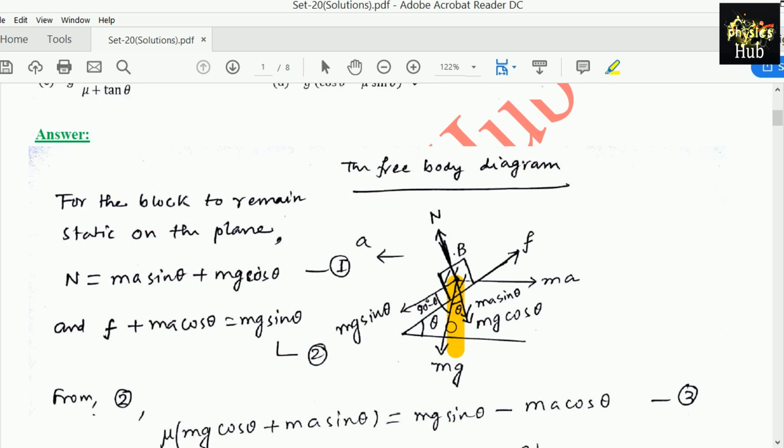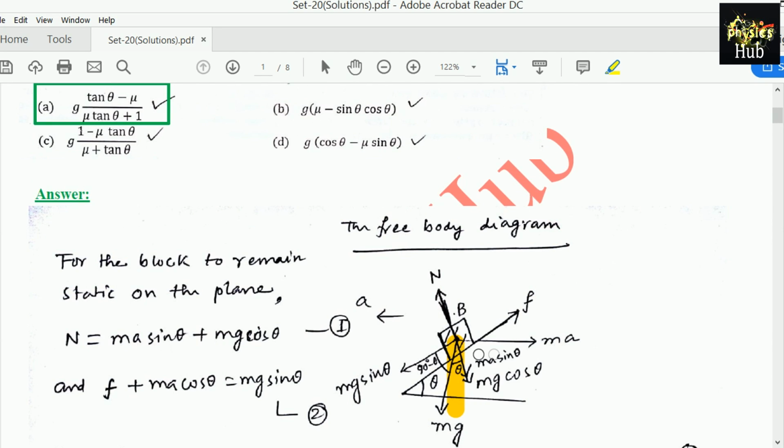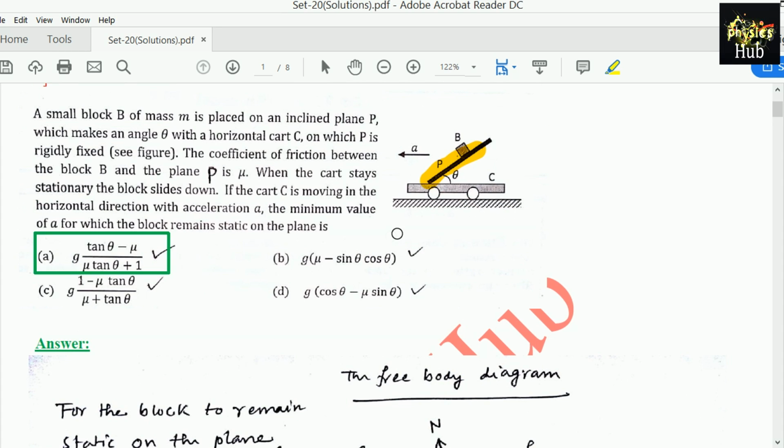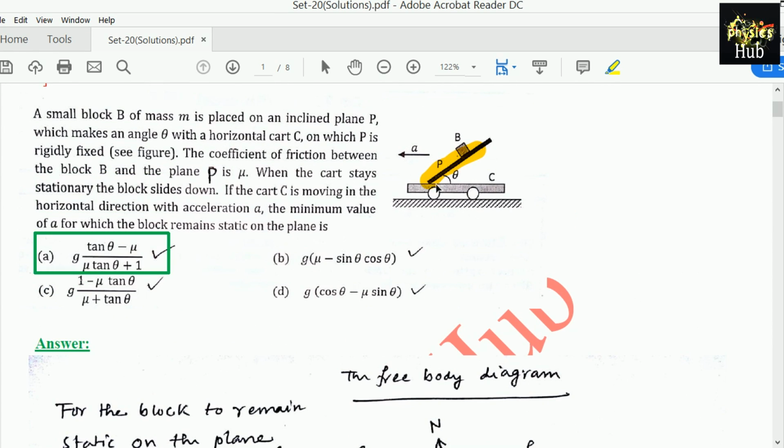If this angle is theta, then this angle will also be theta. 90 degrees minus theta means it will be mg sin theta, the perpendicular component of mg. And ma will be in this direction, because the force is acting in this direction, so an equal and opposite force will be acting in this direction. Now we have to see which forces are balancing each other. Now according to the question, the block is to be in static equilibrium, meaning the block should be at rest.